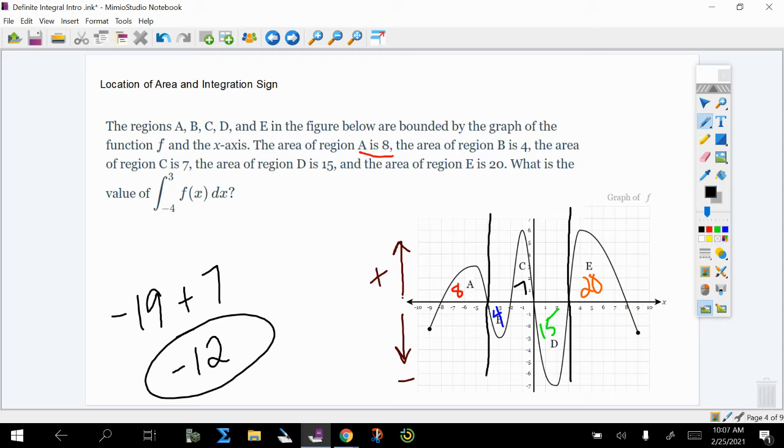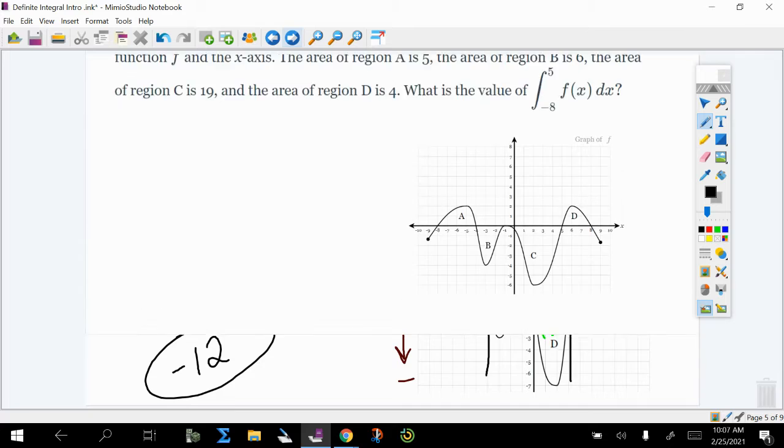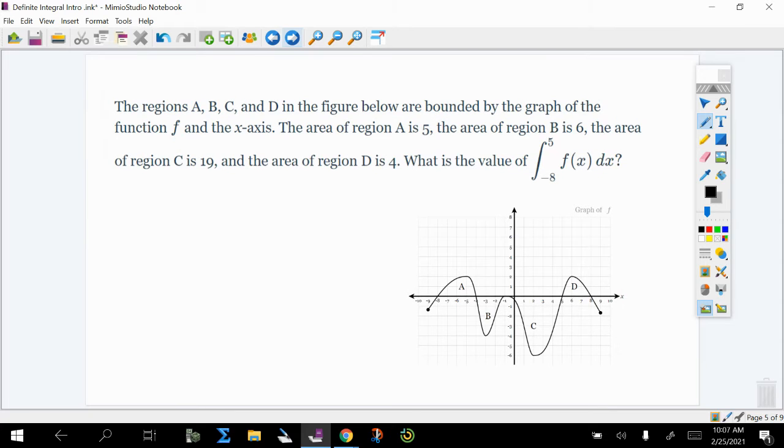Again, the negative is basically saying there were 12 more square units below the x-axis than there was above. It's kind of like a net difference is what's happening here. So let me show you another one of these. Another thing that sometimes I do to help me is I'll go through and I'll label all the stuff above the x-axis in one color or below in another color.